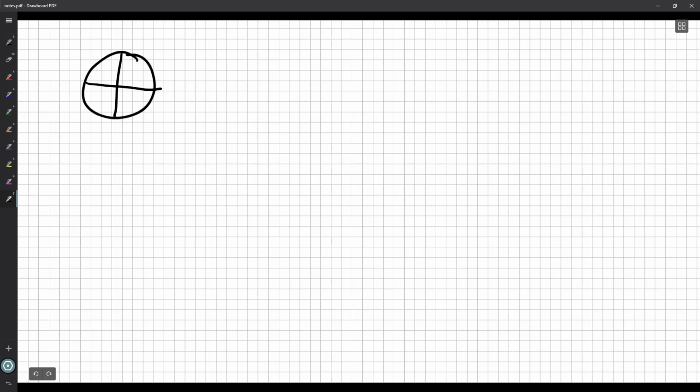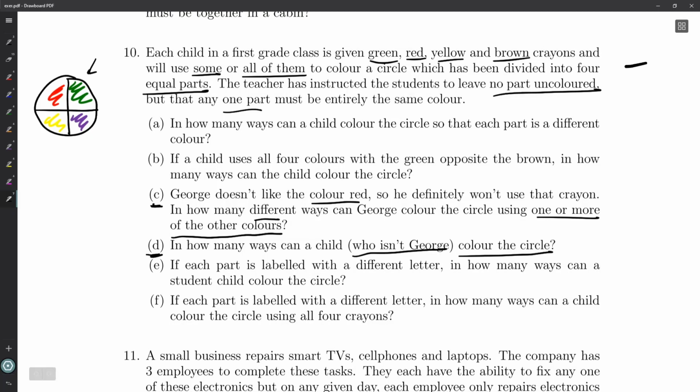Okay, so again, I like drawing a little picture, just imagining things. So George, so no red. Okay. Now there aren't any other restrictions here that I can see. So it's entirely possible that we could use green for the whole thing, right? Or we could use yellows for the whole thing, or just a combination of yellows and greens. All we know is George is going to use one or more of the other colors. So George has 3 colors to pick from.